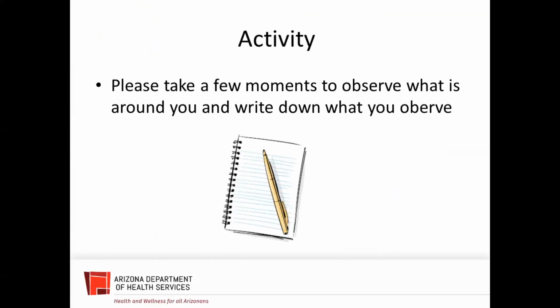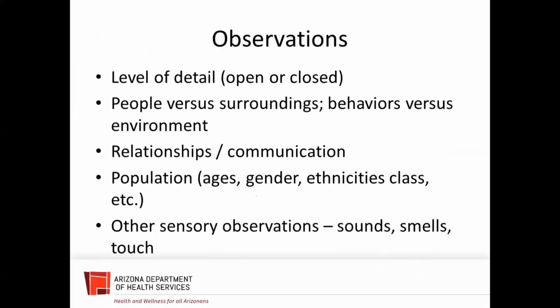Activity. Please take a few moments to observe what is around you and write down what you observe. Characteristics of observations include the level of detail. Is it open or closed? Did you observe people versus surroundings, behaviors versus environment, relationships or communication, populations such as age, gender, ethnicity, class, etc., or other sensory observations like sound, smell, or touch?